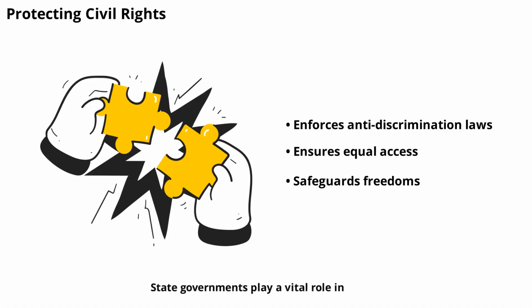State governments play a vital role in protecting the civil rights of their residents. They enforce anti-discrimination laws, ensure equal access to public services, and safeguard freedoms like speech and assembly. By upholding civil rights, states help create fair and inclusive communities for everyone.